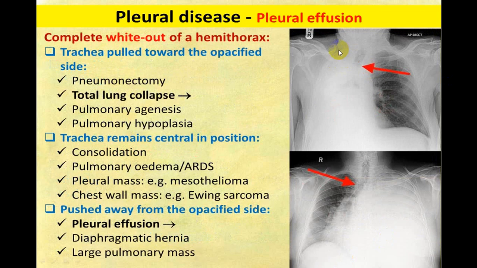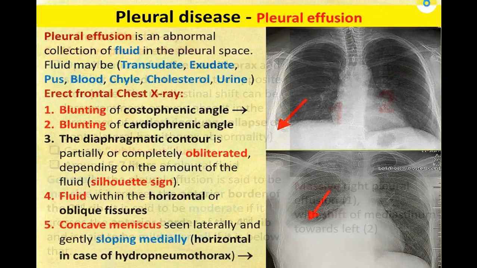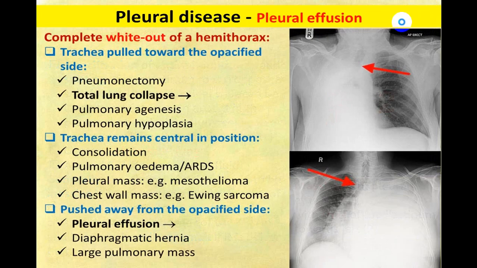You can see here, now there is a big opacity, but as compared to pleural effusion, here there is a shift to the opposite side. Now if you look here, there is a shift of trachea to the same side, meaning pull. Whenever there is a pull, it is either because of pneumonectomy or because of collapse. These are the two common conditions. So there is a shift of trachea to this side. Mediastinum is also shifted. So this has to be because of collapse.